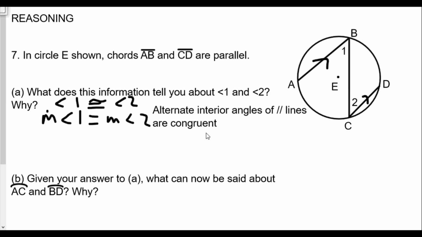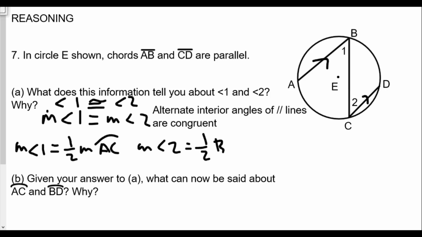Given your answer to A, what can we say about arc AC and arc BD? Well, we know the measure of angle 1 equals the measure of angle 2, and we also know the measure of angle 1 is equal to 1/2 the measure of arc AC, and the measure of angle 2 equals 1/2 the measure of arc BD. Because arc AC is the intercepted arc for inscribed angle ABC, and arc BD is the intercepted arc by angle 2, angle BCD.